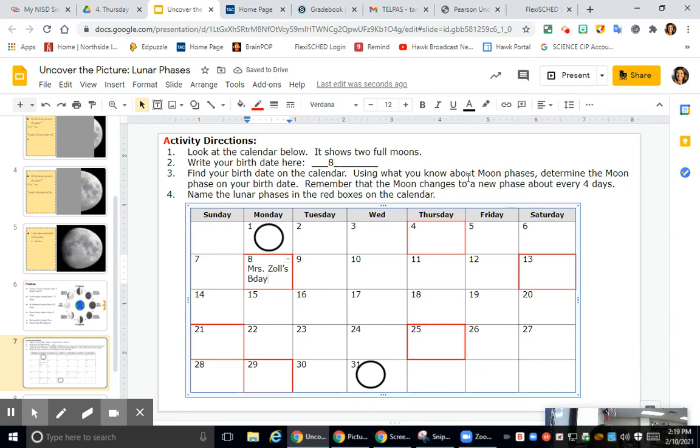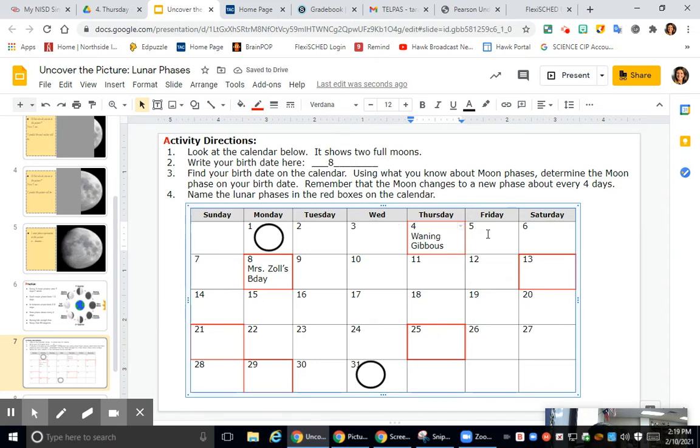Using what you know about the moon phases, determine the moon phase on your birth date. Remember that the moon changes to a new phase about every 4 days. Name the lunar phases in the red box on the calendar. So if I have a full moon here, a full moon is going to last 1 to 2 days. Then I'm going to start to wane. I'm going to lose illumination little by little. So here I can predict that it's going to be a waning gibbous, waning because I'm losing the light on the right, and gibbous because it's still going to be more than half.